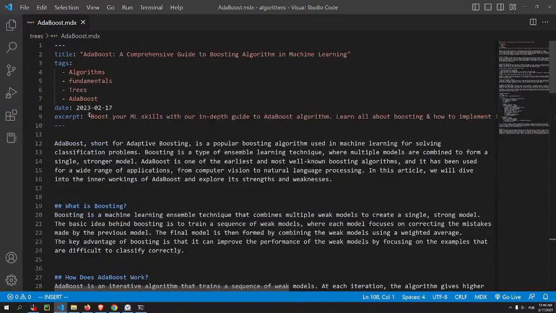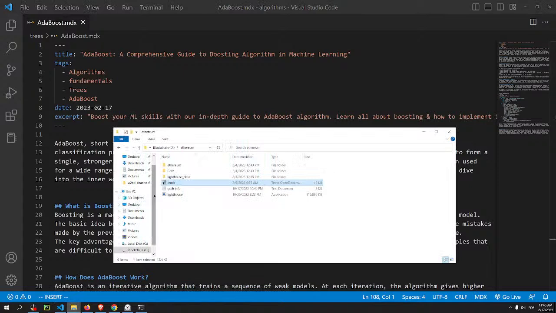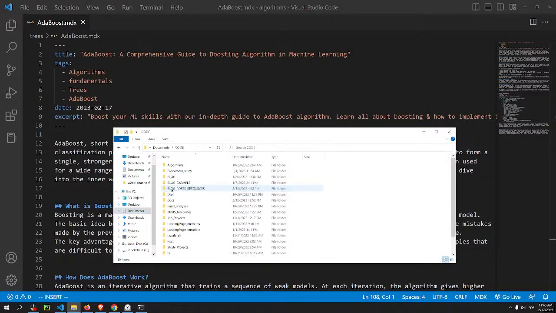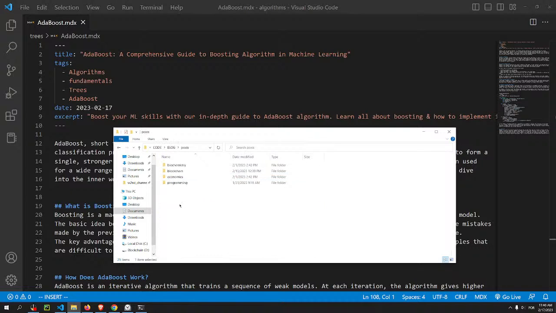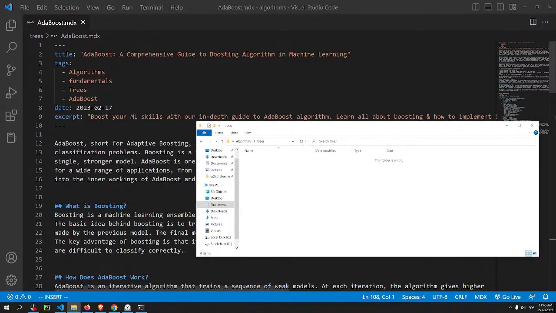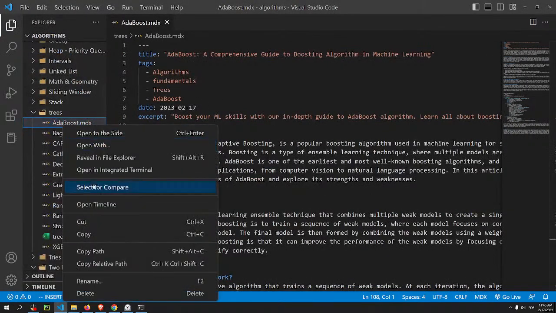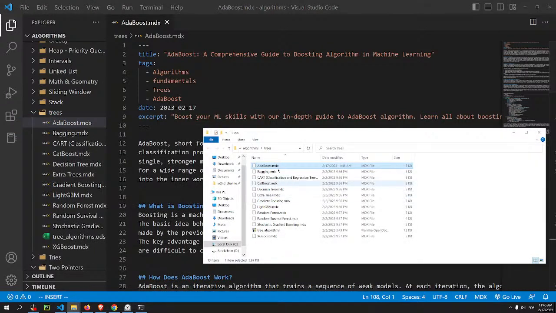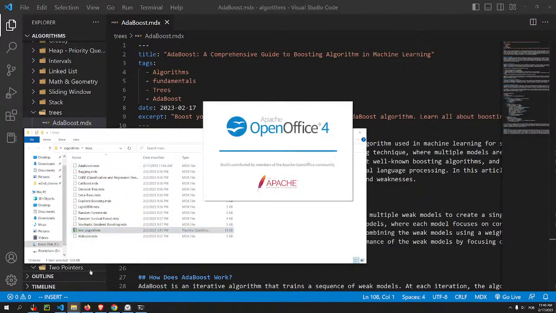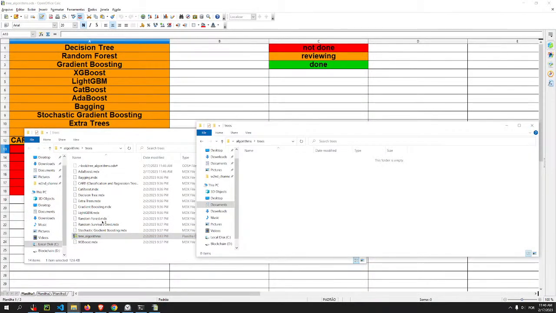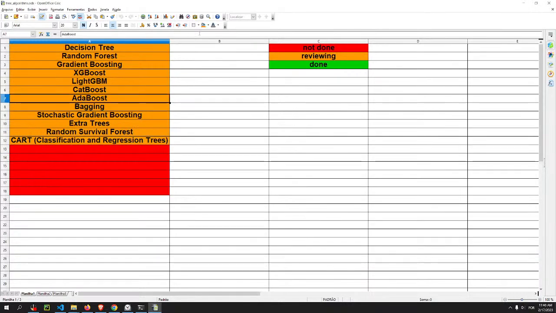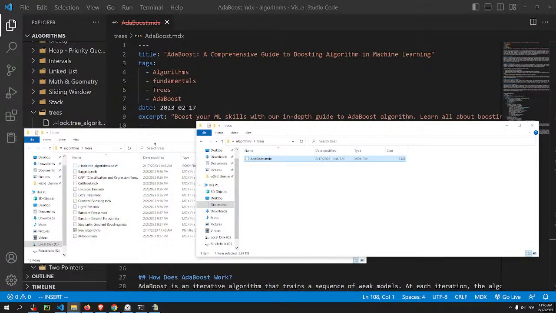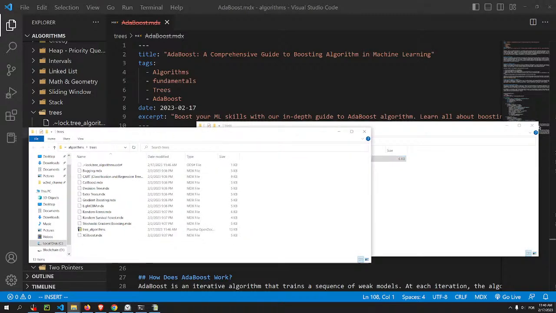Let's see here. I also have to open this thing here. Change the status of the thing. Yeah, I think I'm going to stop here.